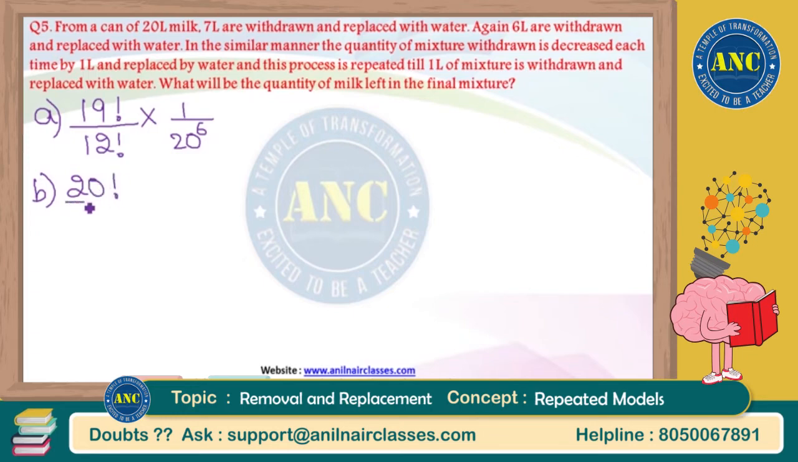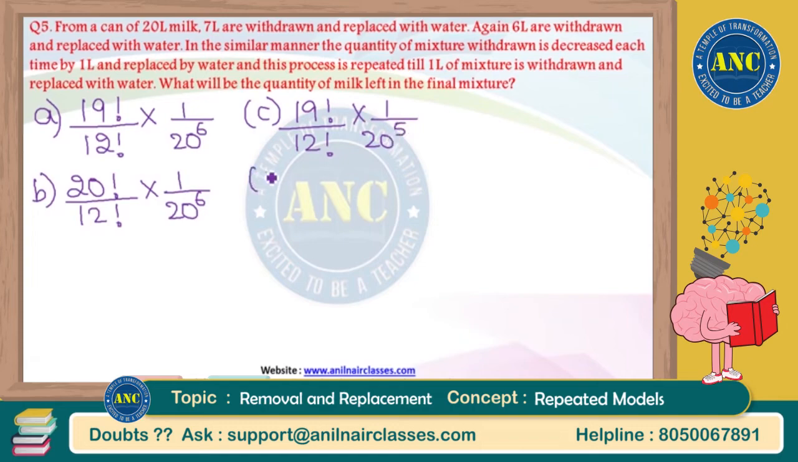Second option, 20 factorial divided by 12 factorial into 1 by 20 power 6. Option C, 19 factorial divided by 12 factorial into 1 by 20 power 5. Fourth option is 19 factorial divided by 13 factorial into 1 by 20 power 6. These are the 4 options which were given in the examination. I just wrote the options because it was not typed by the team.